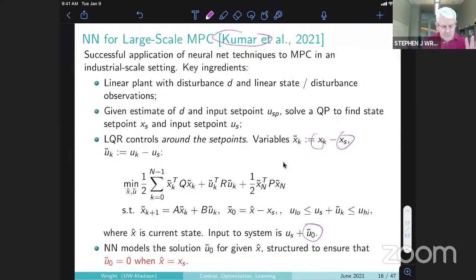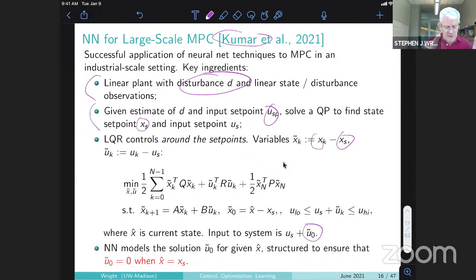So let me walk through what else we had to do to set this up to be reasonably successful. We assume that the plant is linear. We do allow disturbances to be present, but of course there are nice ways involving Kalman filters and so on to detect what the disturbance is. So first of all, we have a desired set point, USP, for the input. But given the disturbance, we possibly have to tweak that set point by solving a little QP, to find out what's a feasible set point that's in the range of allowable inputs, where the state is also in the range of allowable states.